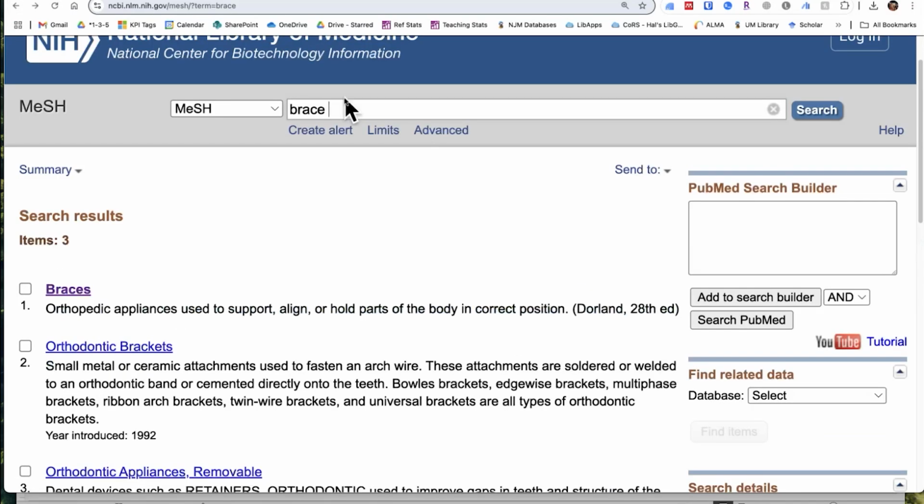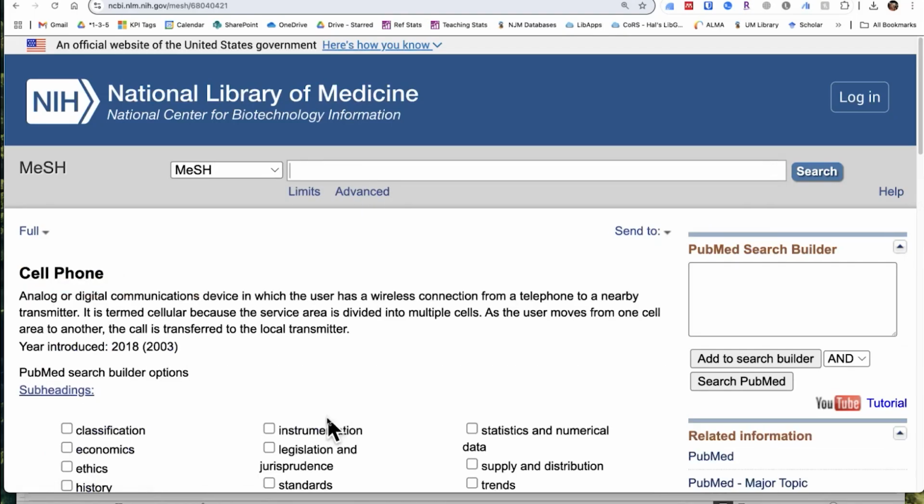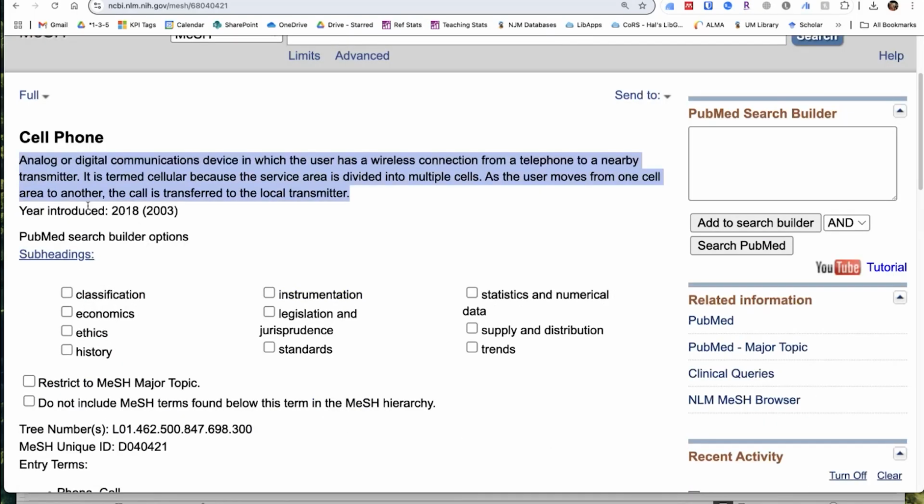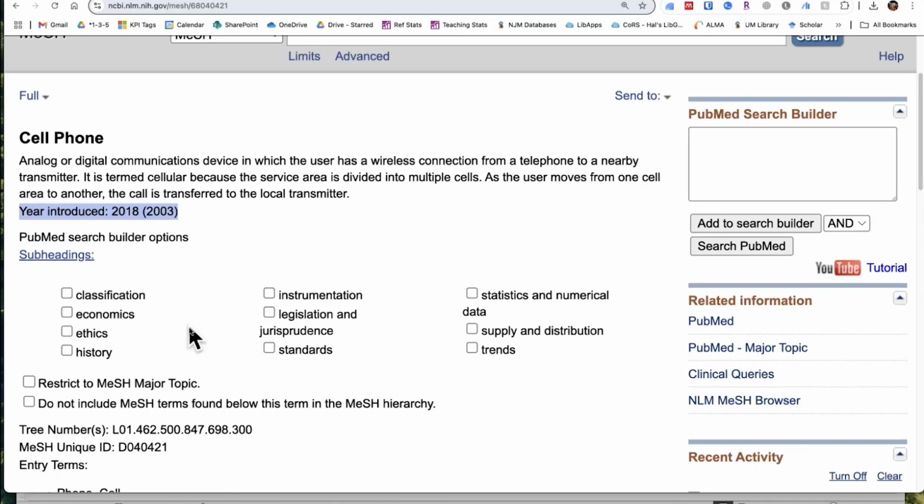Okay, but I just wanted to go back to my cell phones. So if you click on the MeSH term, you get a definition, you get the year that it was introduced. What happens is MeSH terms are not created until there is enough literature on a topic that it deserves its own MeSH. So it doesn't happen automatically. It takes a bit of time until it appears.